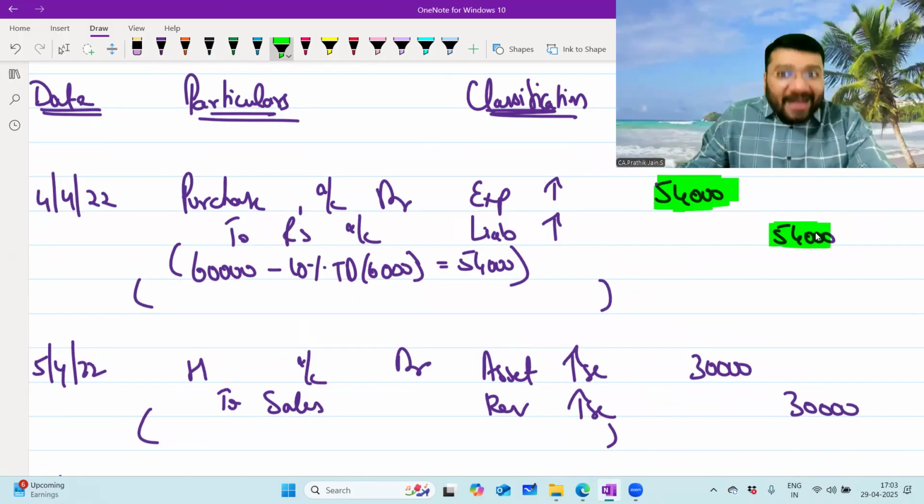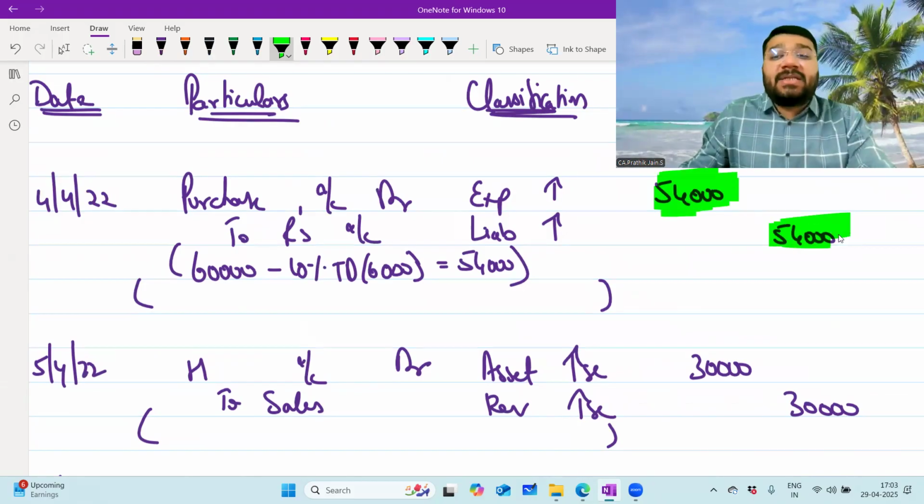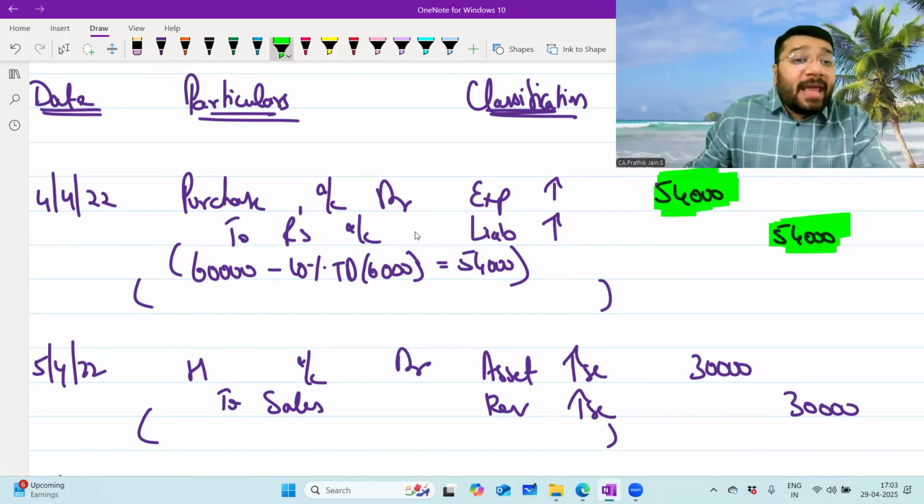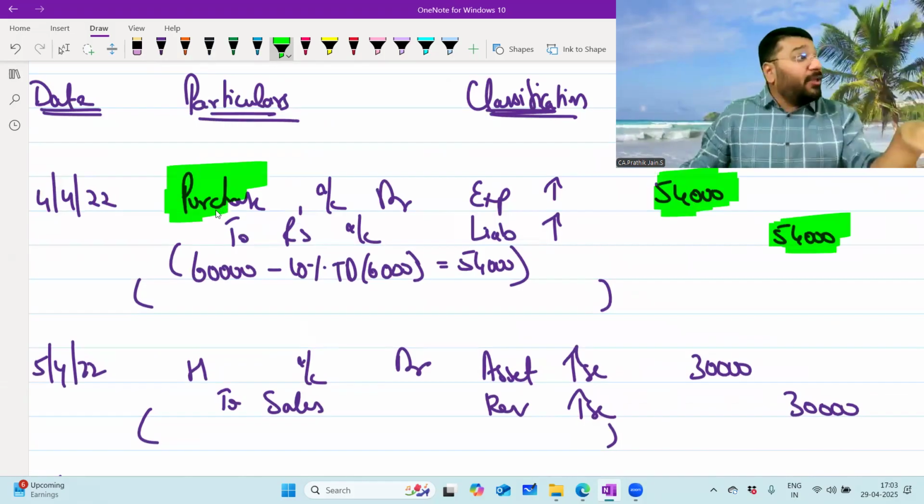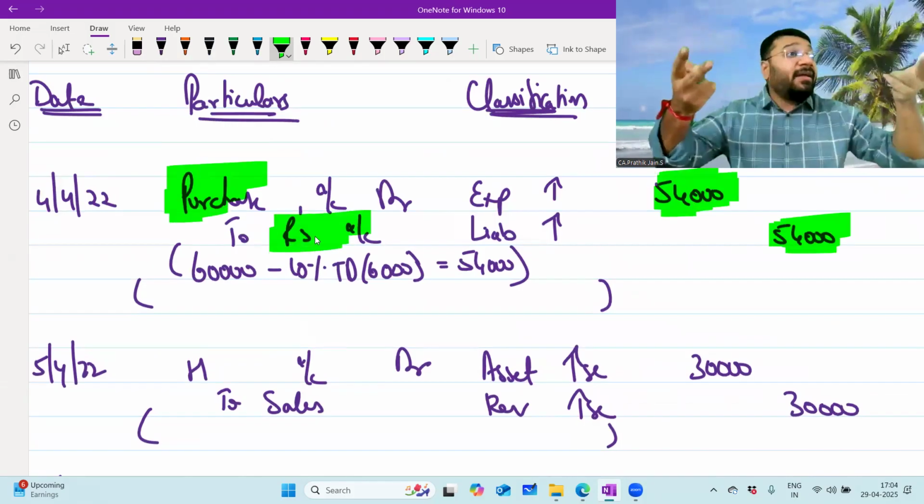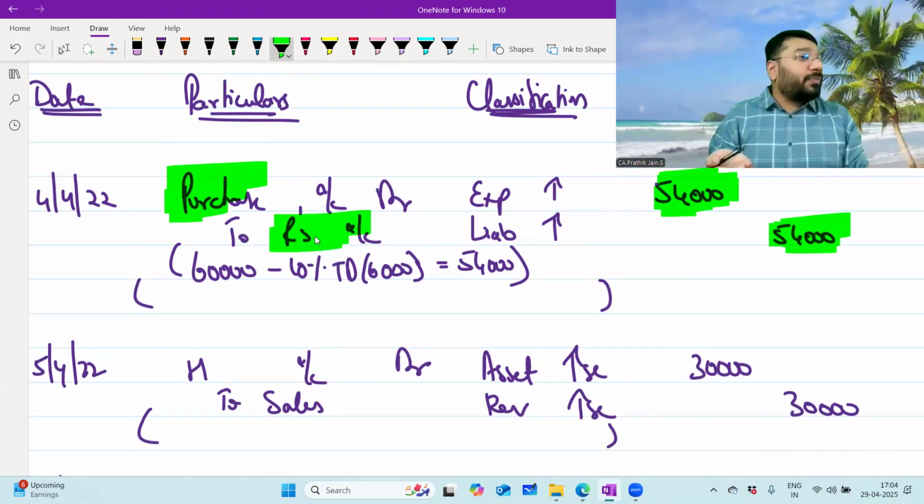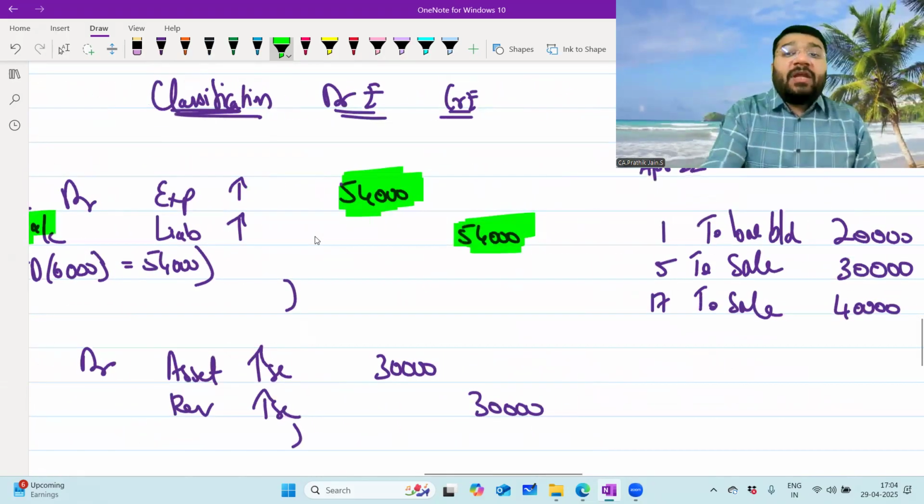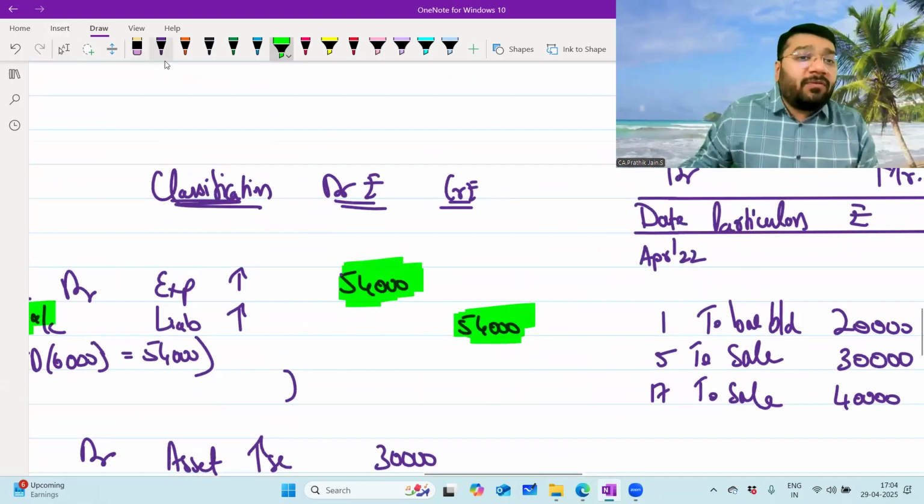Gross, net. So we recorded the net purchase value. When I created the expense, it is at the net value. When I created the liability, it is at the net value. So when I'm reversing, the reversal should also happen at the net value. No? So 54,000 means 54,000 worth of goods you have purchased.